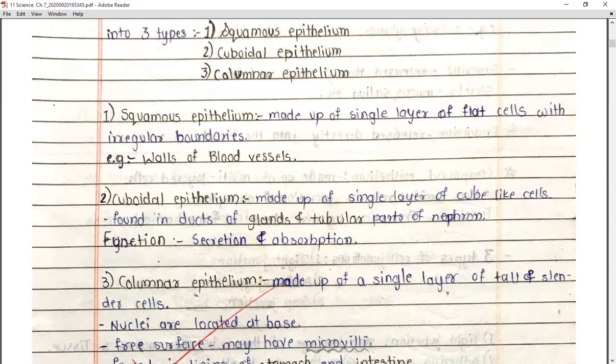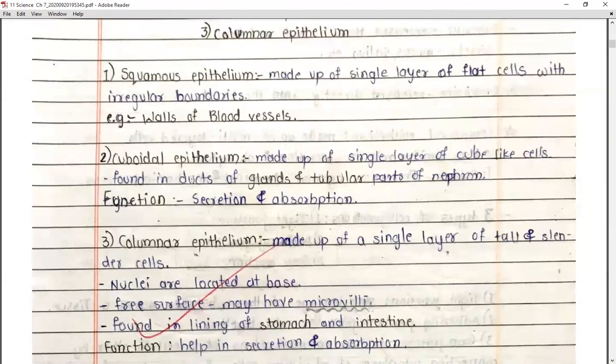For this reason, this type of epithelial cells is known as squamous epithelium. So there is a single layer, and the cells are comparatively flat and they have irregular boundaries. And the example of the squamous epithelium is the walls of the blood vessels, right? So the walls of blood vessels are the best example of squamous epithelium, in that the blood vessels from inside do not possess a smooth surface, but they possess what? Irregular boundaries, and the cells are comparatively flattened.